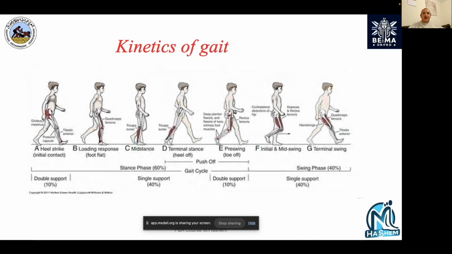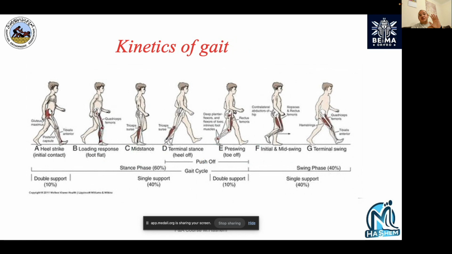When we come to kinetics of the gait, we speak about the forces moving the gait and how you do this kinematics. And we understand that we start with heel strike. When you heel strike, the ground reaction force is coming from behind your ankle and front of your knee. And by that, it's passively plantar flexing the ankle and extending the knee passively. And that's why in this stage, your tibialis anterior is working eccentrically.